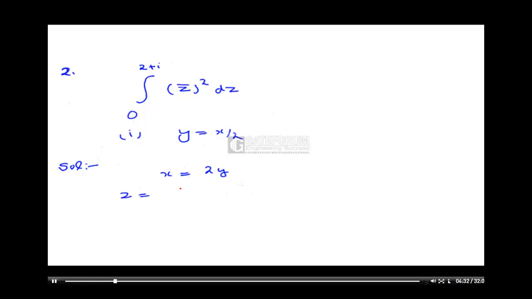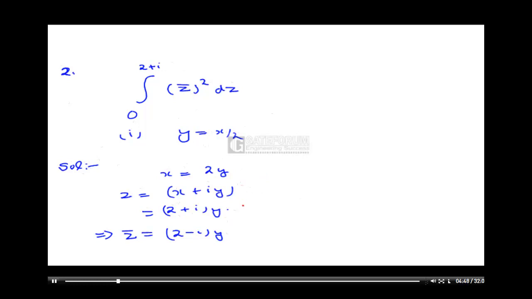Now one more problem in which it is required to find integral 0 to 2 plus i of z bar square dz. This integral, when I require to find, means the first part is to find this integral along the line y equal to x by 2. Okay, now when I have y equal to x by 2, I can write x equal to 2y. My z is equal to x plus iy. I can substitute x with 2y to become (2 plus i) times y. This implies that z conjugate is (2 minus i) y.